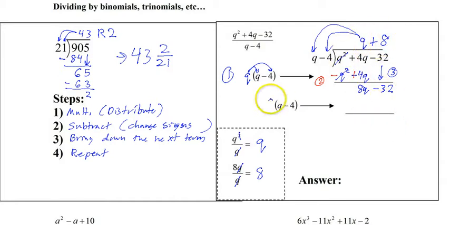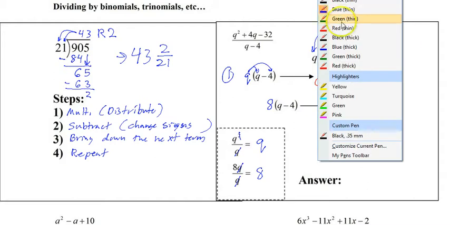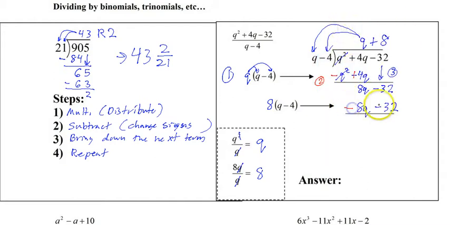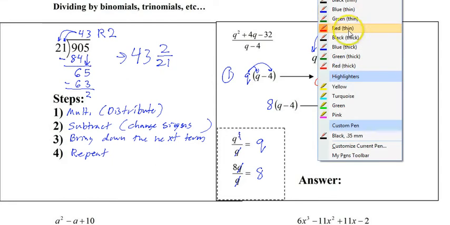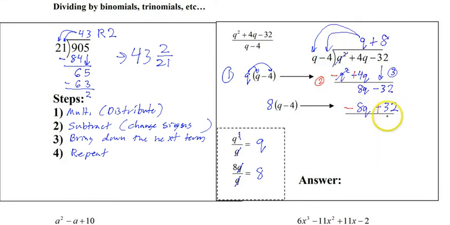So we are now going to distribute the 8. So 8 times q, 8 times 4, and then step 2, change signs, and then add them up. And we notice you get a 0. So since we have a 0, there's no remainder, which allows us to write our answer as q plus 8.